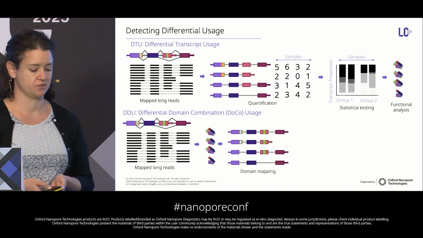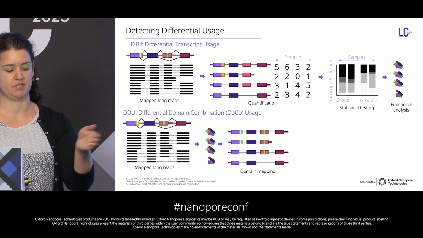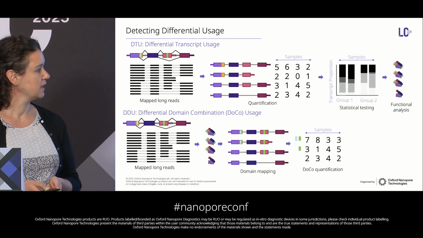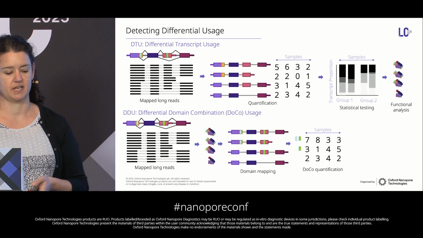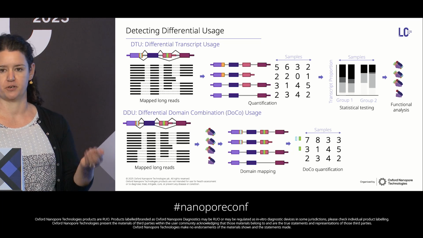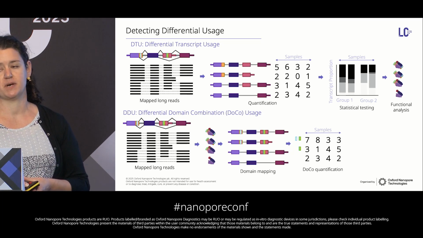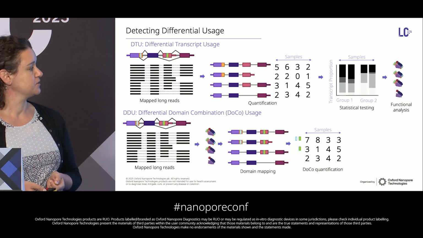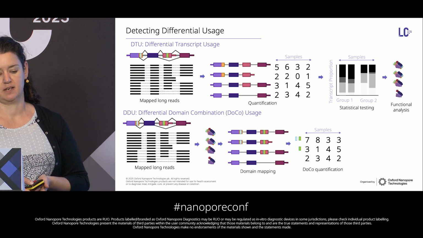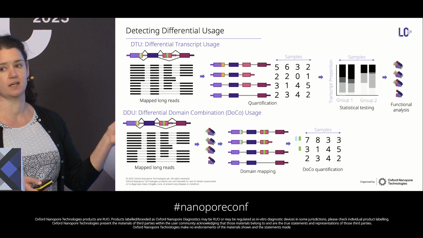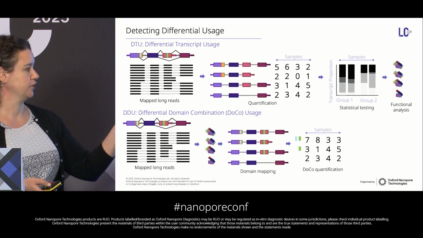And so what we propose to do is to actually map protein domain regions to transcripts, and then to make the assumption that different combinations of protein domains in our transcripts, if we see the same combination, that they might be behaving functionally similarly. And so we can group our transcripts in this way, and we can generate what we call a domain combination or a DOCO count table.